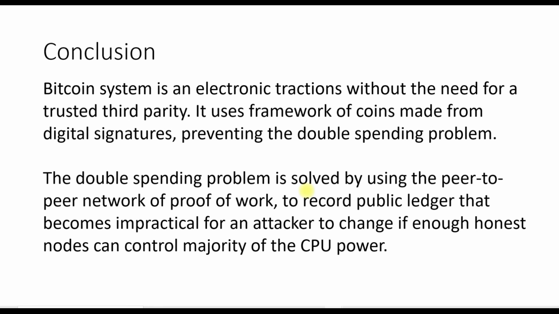Just in conclusion, I guess, the Bitcoin system is an electronic transaction system without the need for a trusted third party. It uses a framework of coins made from digital signatures, preventing the double spending problem. The double spending problem is solved by using a peer-to-peer network of proof of work to record the public ledger, which becomes impractical for an attacker to change if enough honest nodes control the majority of the CPU power.